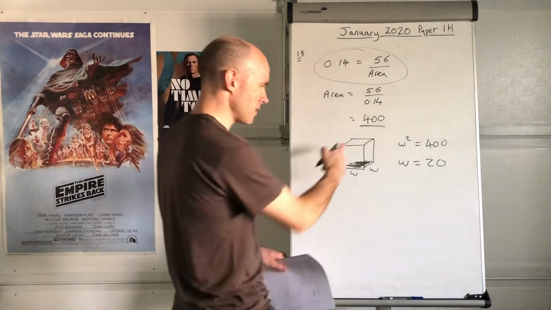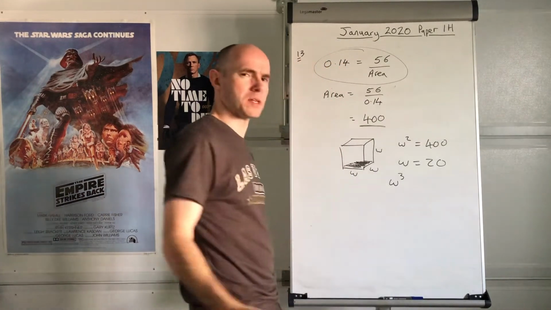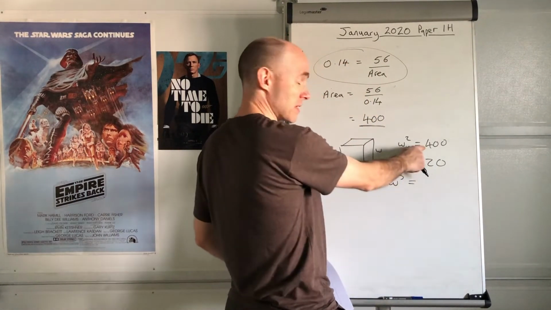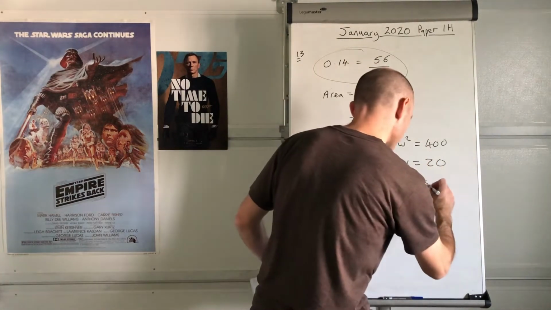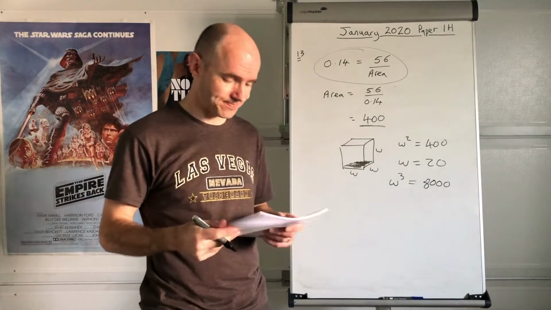The question is to find the volume of that cube. So W times W times W equals 20 cubed. Well, 20 squared is obviously 400, and 400 times 20 gives you 8,000. Okay, that question is done.